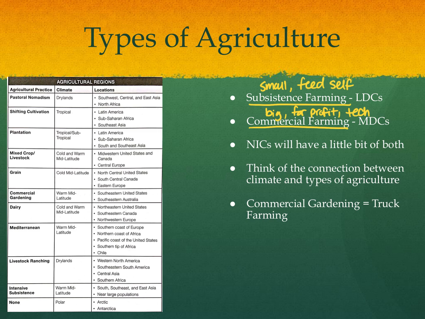NIC countries are going to have a little bit of both, kind of in that transition period from subsistence farming into more commercial farming, like companies and things like that. So you kind of have a little bit of both. And then down at the bottom with commercial gardening, we talked about this last Wednesday on our skills day. Commercial gardening and truck farming, this is like your fruits and vegetables. And it's known as truck farming because typically it is transported on a truck and it can't go very far. Why could fruits and vegetables not go very far from where it's grown? Yeah, they go bad. Perishability, right?